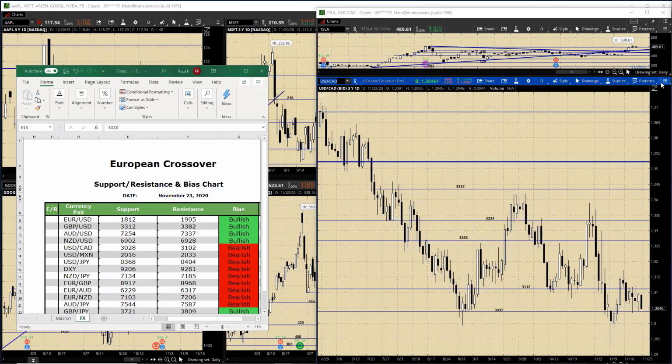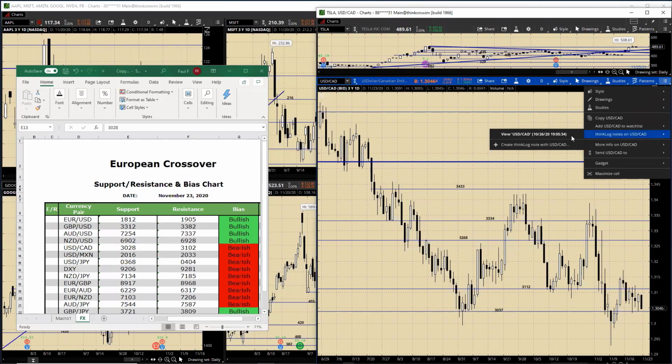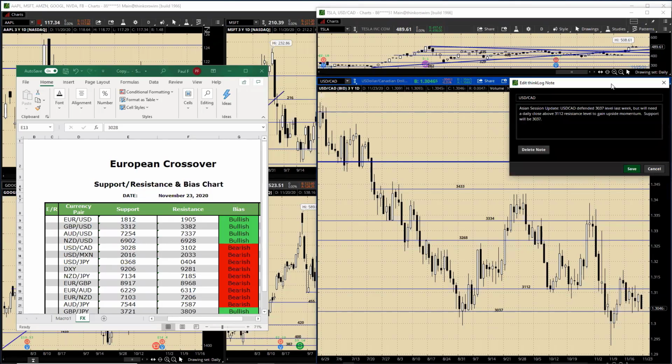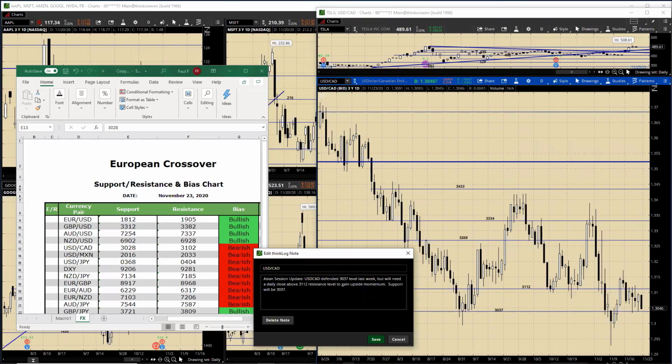Now, looking here at dollar CAD. Dollar CAD defended the 30.37 area last week, but will need a daily close above 31.12 resistance level to gain upside momentum. Support will be 30.37, and we're on our way down there. So 30.37. 31.12.